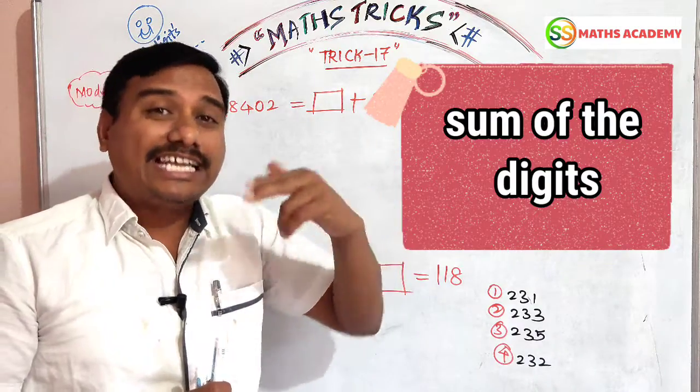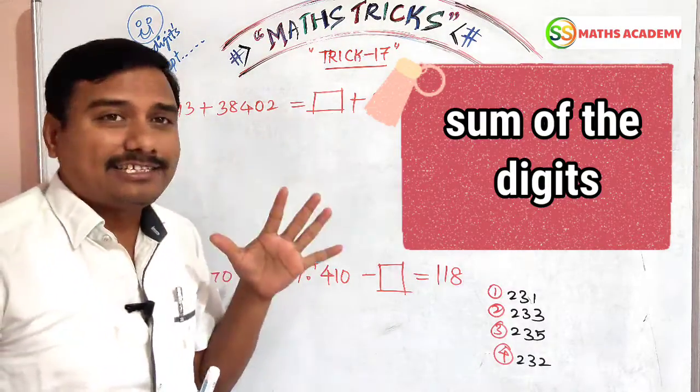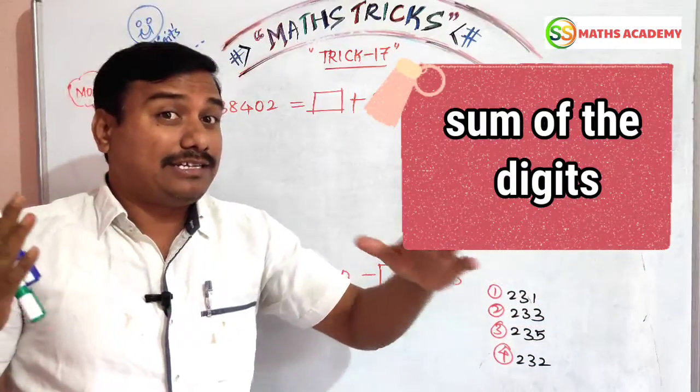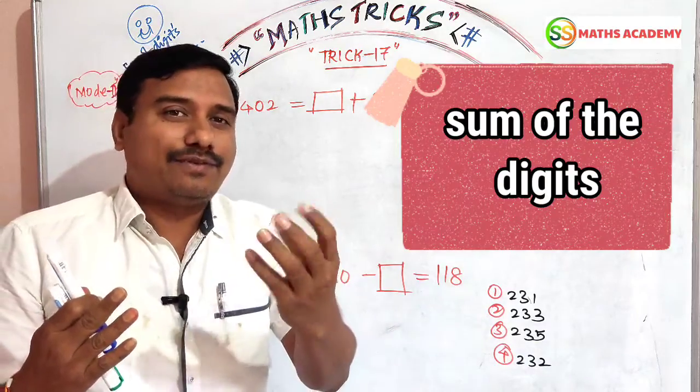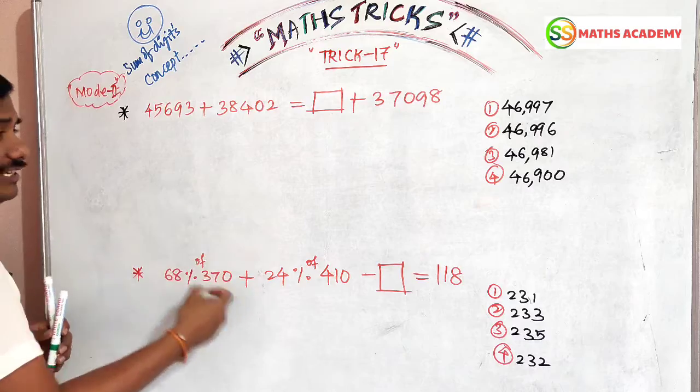The next step is what? You have to go with the sum of digits concept. We are getting the answer. In the general method, it will be a time-consuming process, but in the tricky method, it will take a fraction of a second. We will get the answer. Let us see these two questions here, my dear friends.